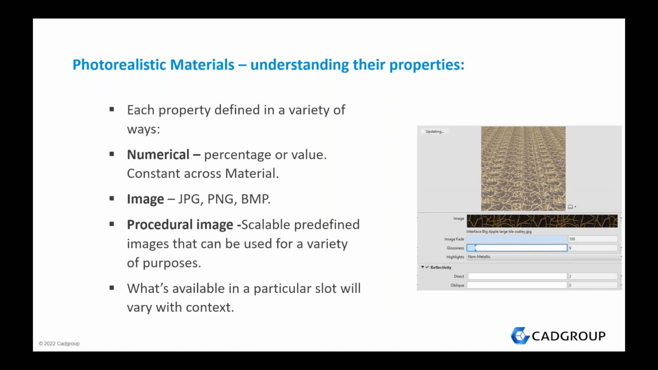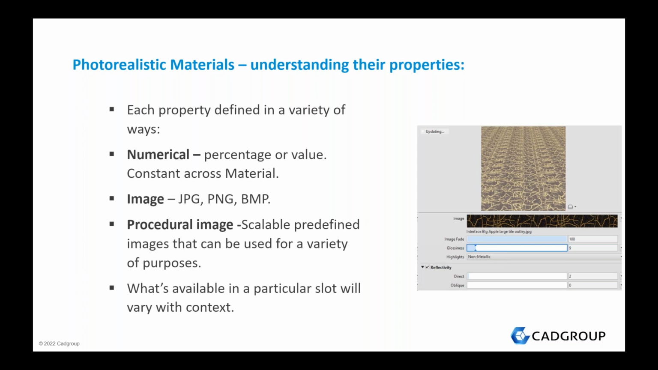All right, so when you look at the actual properties, you'll see that there's a variety of different ways to define these different slots, or these different properties of the material. So in the case of some of them, you'll have a choice of 3 different ways of defining it. So you can either use a numerical value, which might be a percentage or just a simple number. And then you have an image, which is a raster image, JPEG, PNG, bitmap. And then you have a procedural map. So it says image there, but it is technically a procedural map.